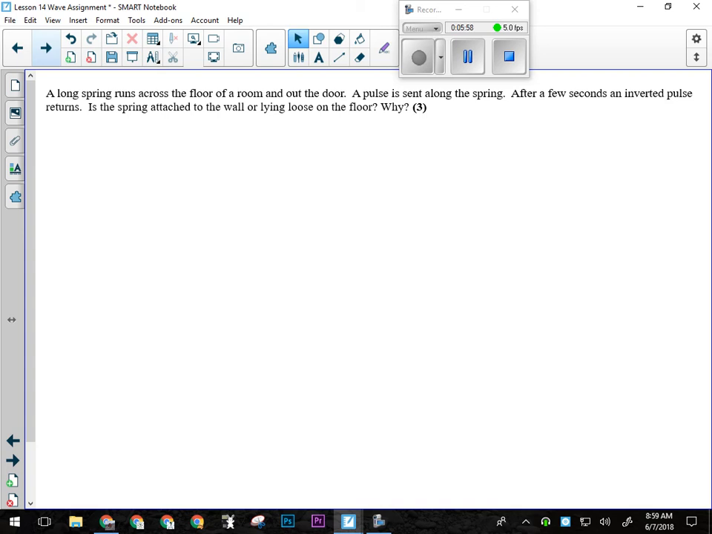Yeah, I had to attach it to a wall. If I'd let it hang loose on the floor, not attached to anything, I would have got an upright pulse coming back because the wave would have left the spring and gone into air, which is less dense. Okay, but in this case, because it came back inverted, it had to be attached to something more dense than itself. Everybody all right with that? Okay.